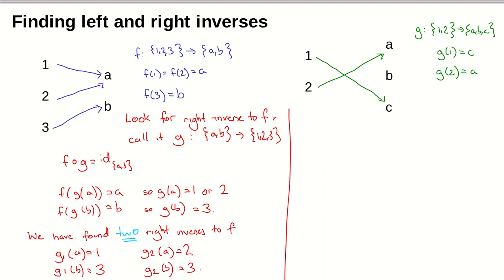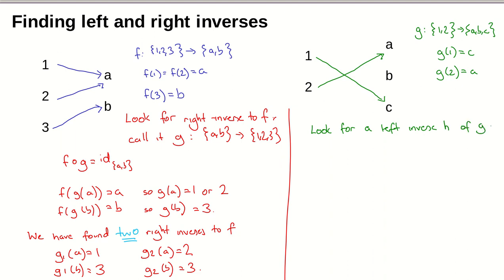Let's now move on and look at my second example on the right here, where we have a function called g, from the set containing 1, 2 to the set containing a, b, and c. I've illustrated this with a diagram in the same way. So g of 1 is equal to c and g of 2 is equal to a. This time we're going to look for left inverses for g. So we look for a left inverse h of g.